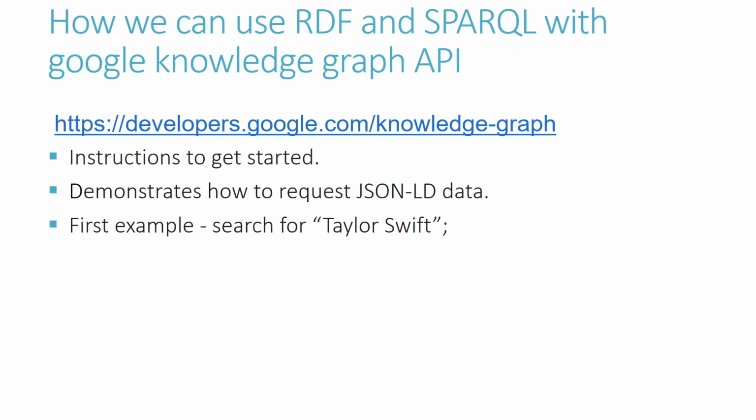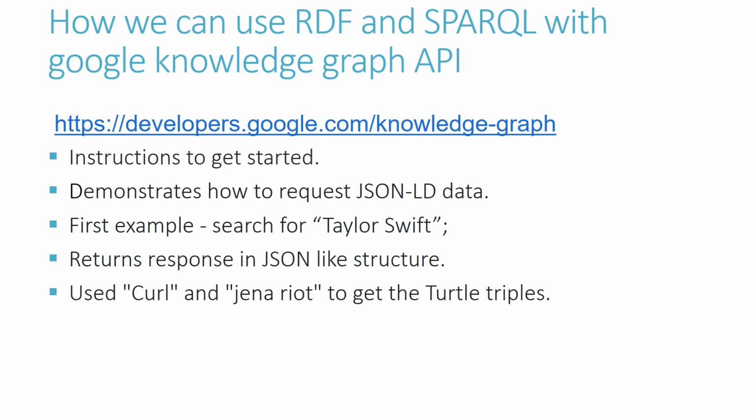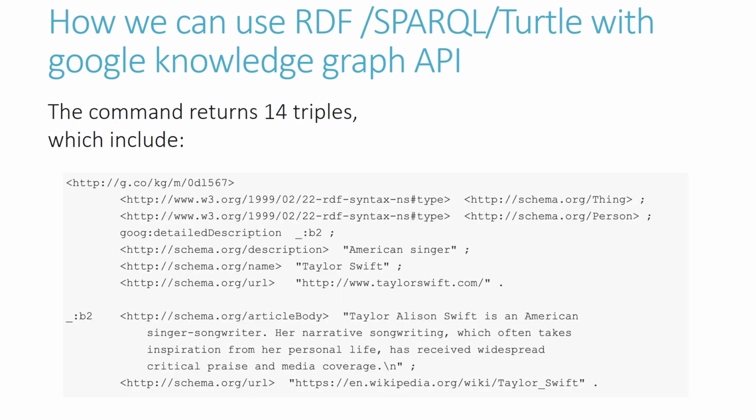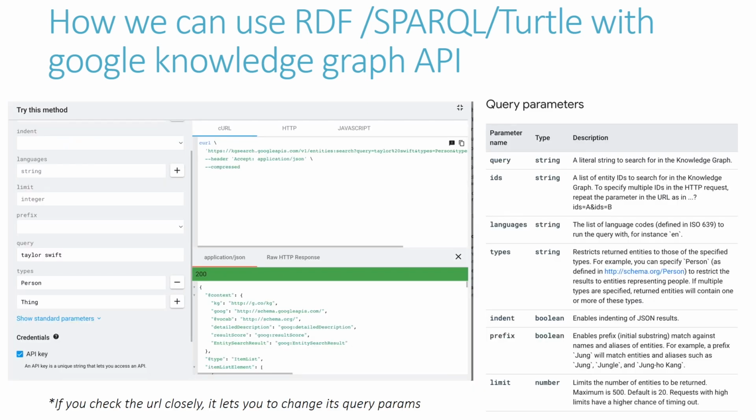The first example sends a search for the query Taylor Swift. This request returns a response in a JSON-like structure. We have used this example with curl and the Jena riot command line tool to get the Turtle triples from the Google Graph API. If we run the following command highlighted on the screen, we'll be able to see the result in Turtle format. The command returns 14 triples, which you can see on the screen. You can also configure the query parameters of the URL, whose explanations are displayed on screen.